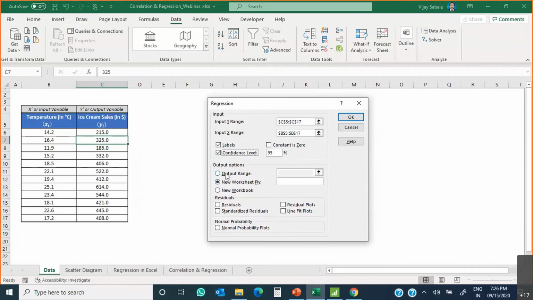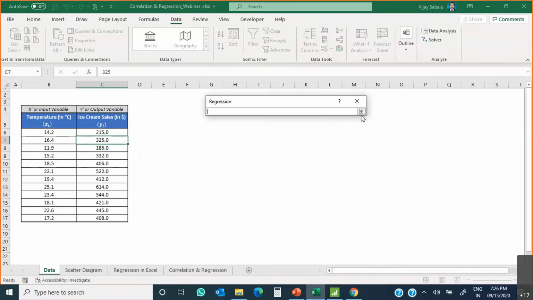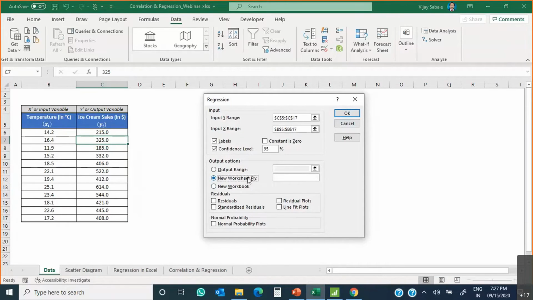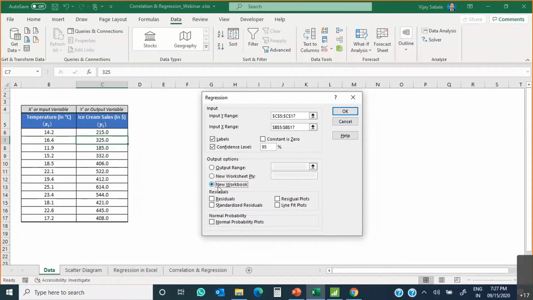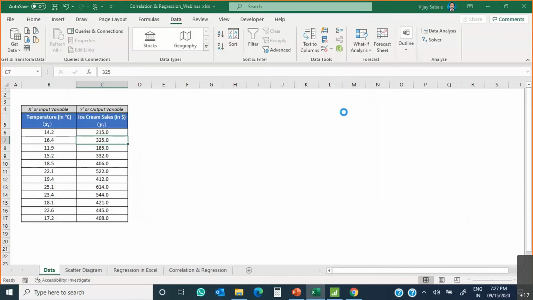Now, for the output, there are multiple options. If you want the output on the same sheet, you can select the output range and click anywhere in the sheet. If not, you can select New Worksheet Ply, and whatever the result is, you get it in the new worksheet. If you want a new workbook, you can select New Workbook, and the entire output will go to the new workbook. Now let's just take the new worksheet ply and a line fit plot to see how much relationship is present between them. Okay, now click OK.